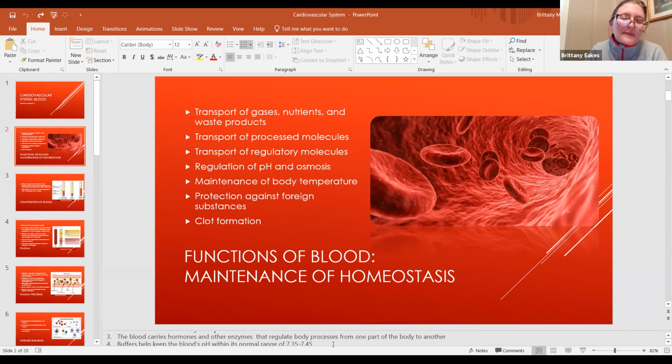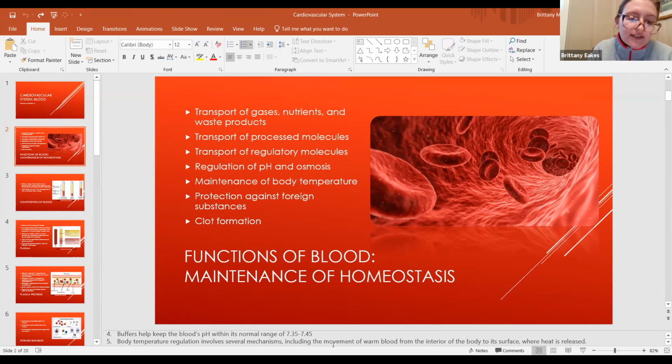Okay, so the blood carries hormones. We just covered the endocrine system. We know that hormones go through the blood, and it also carries enzymes. Enzymes are catalysts that affect body processes. They basically force it to happen. Sometimes these have to go from one part of the body to the other, so they get in the blood circulation and they travel.